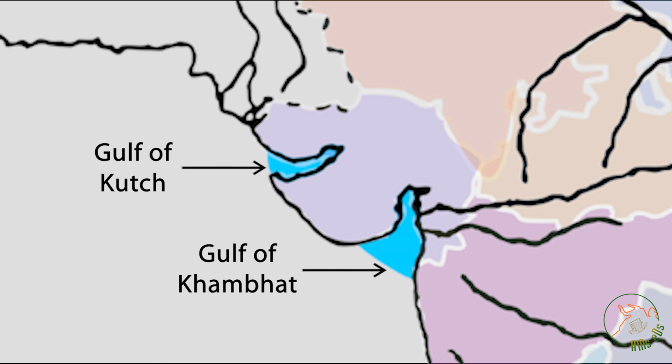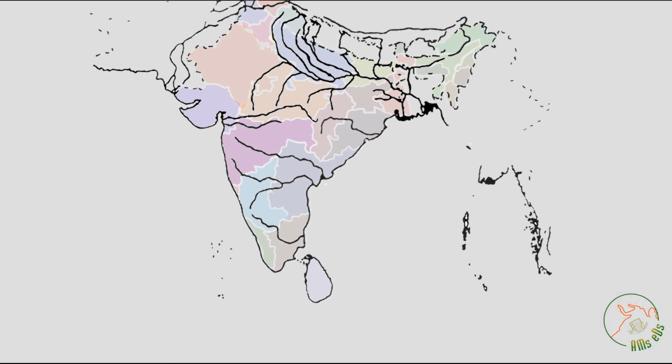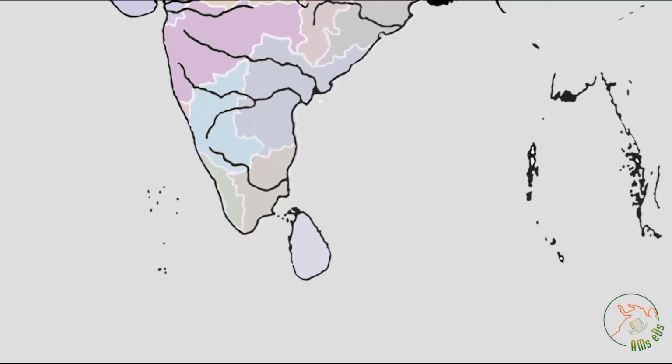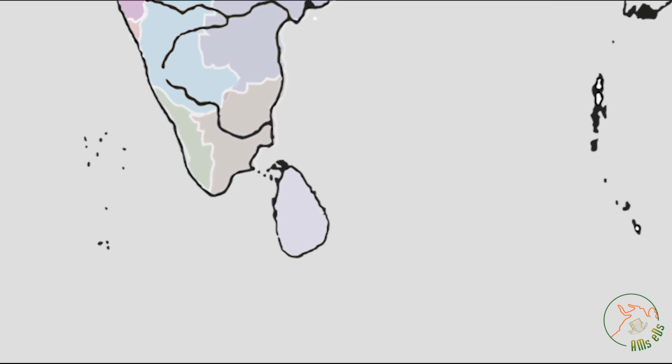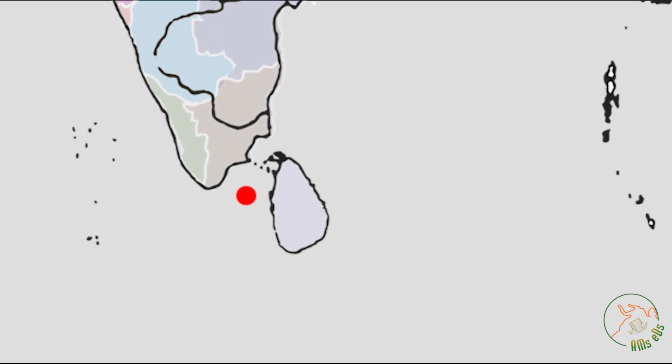of Khambhat. The next gulf is where the Indian Ocean moves inward at the south of Tamil Nadu, where India is separated from Sri Lanka. Shade that inlet and label it neatly as the Gulf of Mannar.